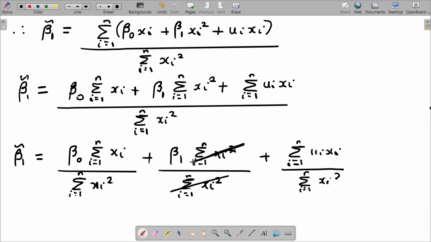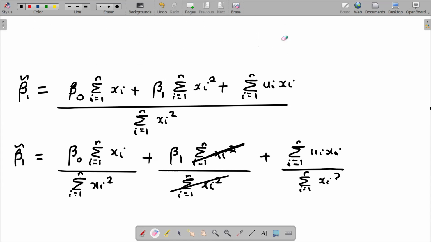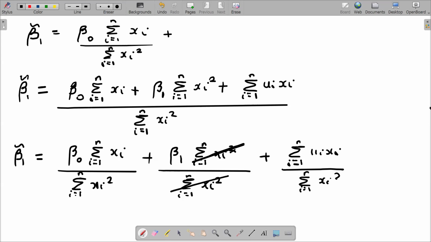Now this and this cancel out. I can finally erase the initial part and write the answer on the top. My beta 1 tilde comes out as beta naught times summation i goes from 1 to n xi over summation i goes from 1 to n xi square, plus beta 1, plus summation i goes from 1 to n ui xi over summation i goes from 1 to n xi square.